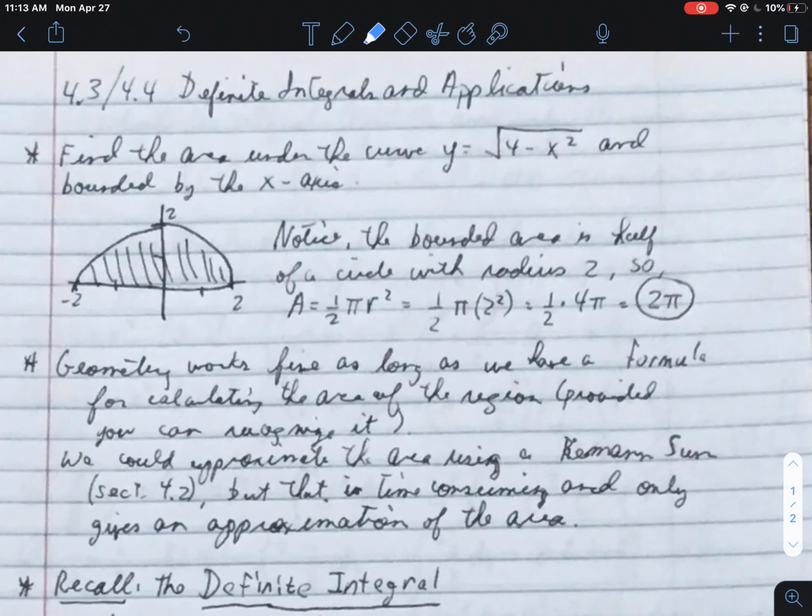All right, sections 4.3 and 4.4. I went ahead and combined those into one lecture, both dealing with the definite integral and applications.